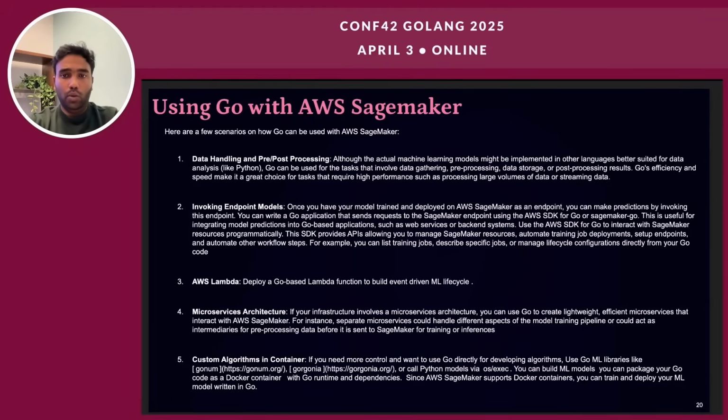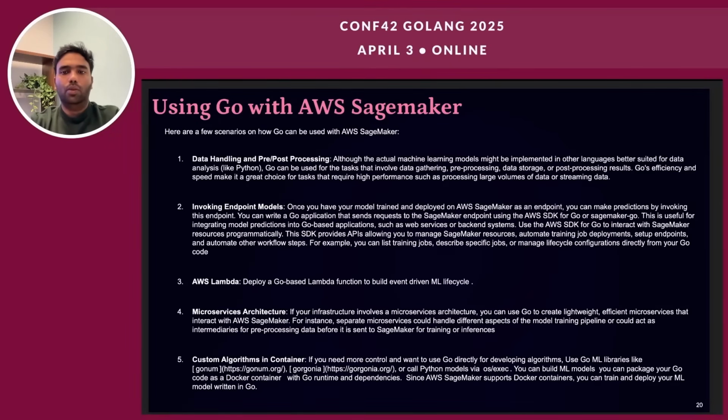We can deploy a Go-based Lambda function to build an event-driven ML lifecycle. Events like new training data, new inference data, or a new Docker image of the machine learning model. And once these events get triggered, we could automate the training and deploying of the models. Finally, from our previous slides, utilize ML libraries or Go bindings with Python ML libraries in Go. We can write our own model, containerize it, and create an image. Use this image in SageMaker to train and deploy your model written in Go.